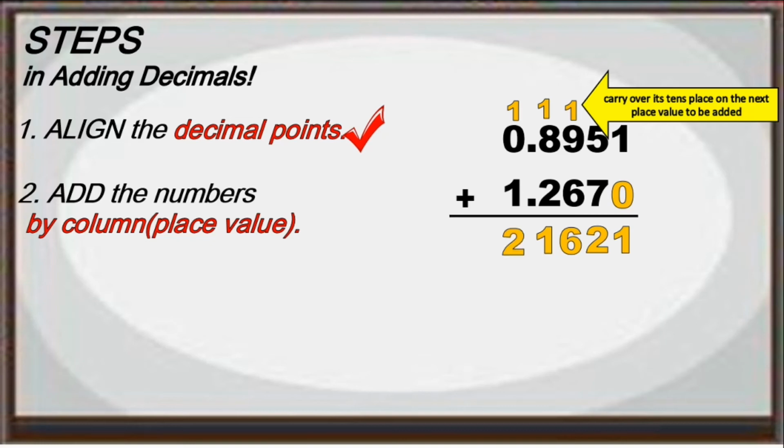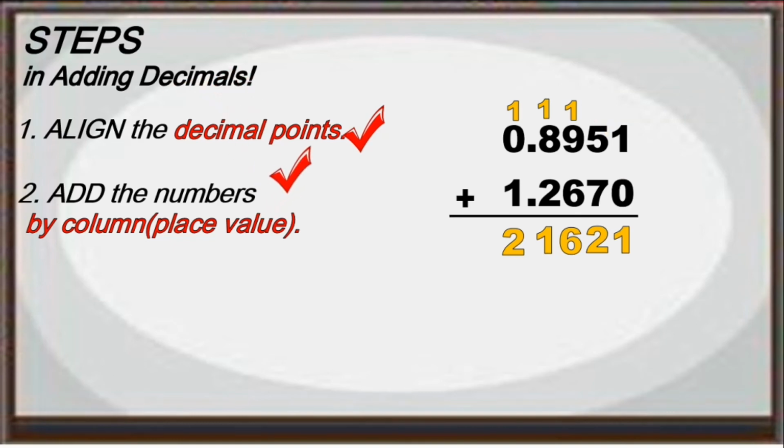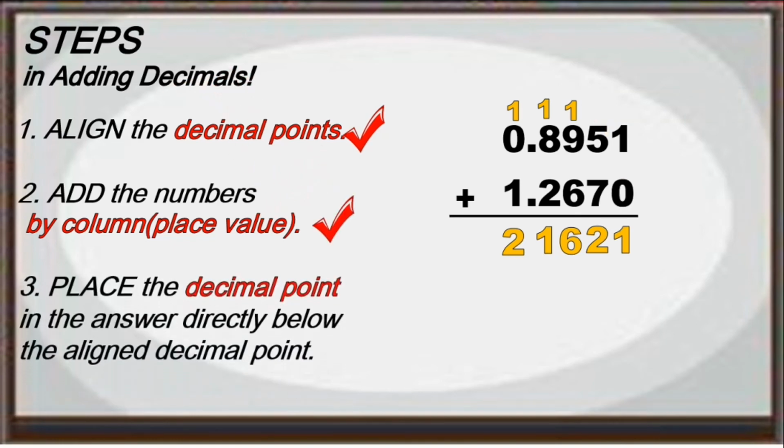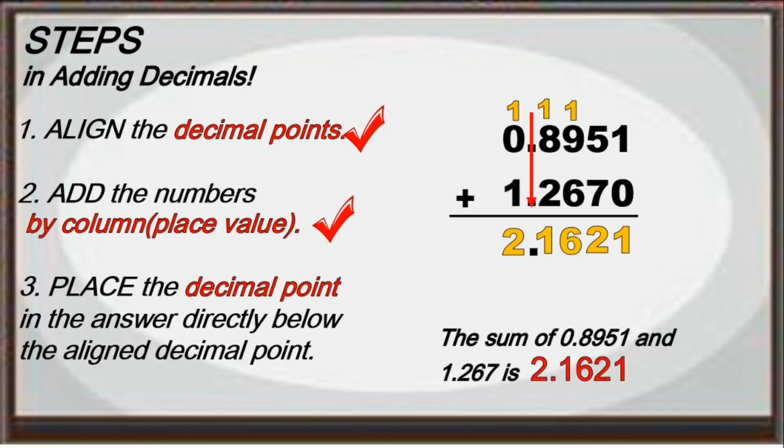Now we're done adding, we may proceed with our very last step, which is to simply place the decimal point in the answer directly below the aligned decimal point. So here is our aligned decimal point. Just put a decimal point in our answer that is aligned to that. And that's it. Therefore, the sum of 0.8951 and 1.267 is 2.1621.